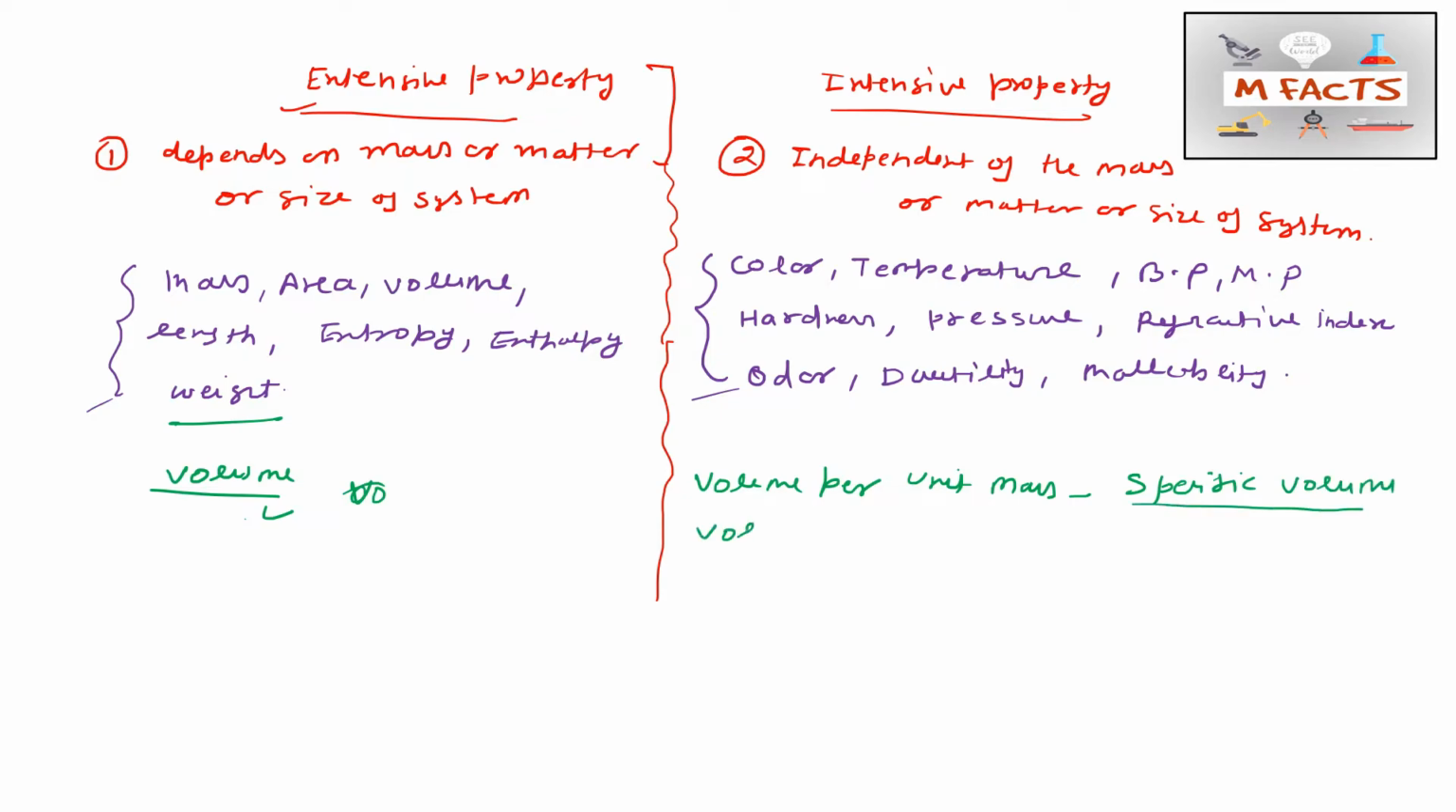So if we take volume per unit mole, that is molar volume. This is also an intensive property, because this is independent of the mass. Whether we increase or decrease the amount of matter, it doesn't depend on the mass of that property. So specific volume is basically an intensive property, and this molar volume is also an intensive property.